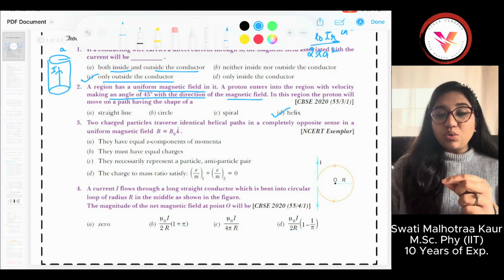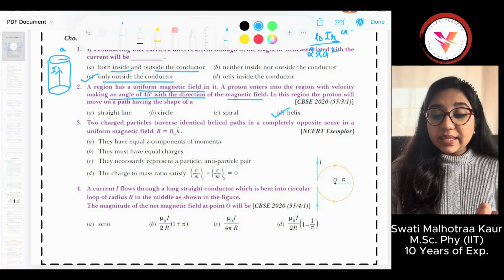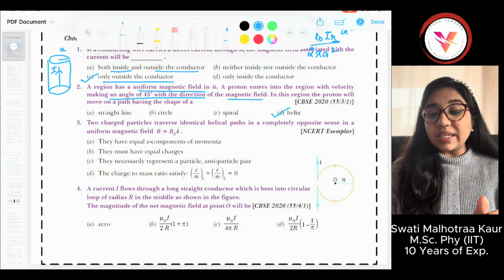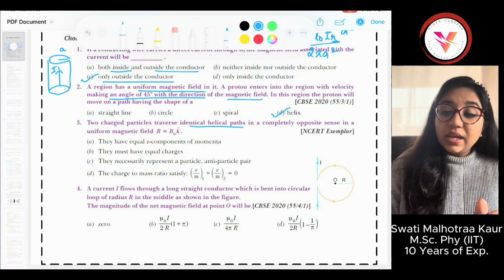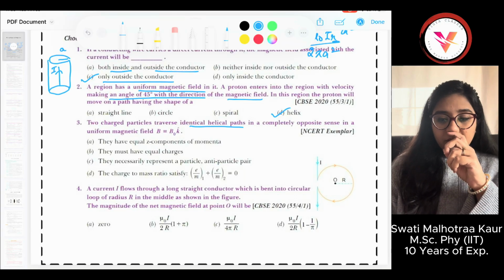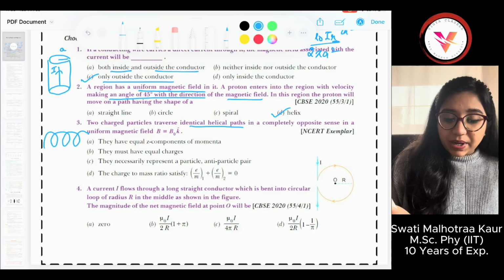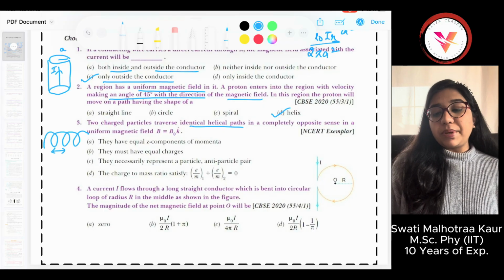And when the object does helical motion, there is a pitch, which we will discuss in the next question. That is, two charged particles traverse identical helical paths in a completely opposite sense. So it is a helical path, so there is a pitch. That means when the particle is moving like this, it's a helical path. The distance between this is the pitch.